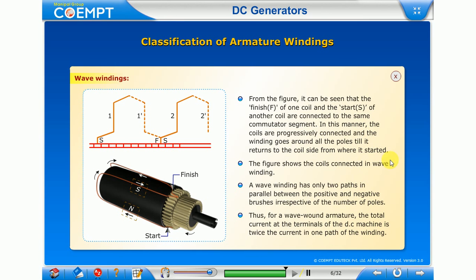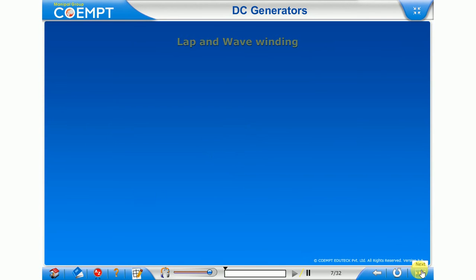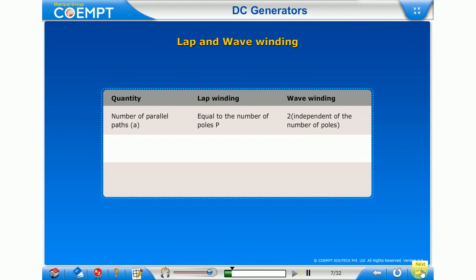Working of simple generator AC. When the plane of the coil is at right angles to the lines of the flux, that is when it is in position 1, the flux linked with the coil is maximum, but the rate of change of flux linkages is minimum. Hence, there is no induced EMF in the coil.